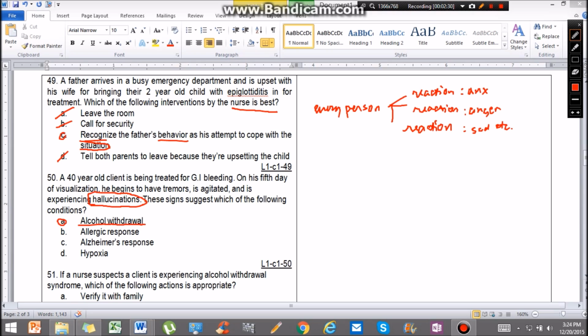While letter B, allergic response, can be manifested by difficulty breathing, itchiness, and so on and so forth. Hypoxia, eliminate that, because there should be what? Cyanosis. So these are the manifestations of hypoxia. And of course, Alzheimer's should have manifested as memory problems. So eliminate C. Best answer is letter A. All the mentioned signs and symptoms like tremor, agitation, hallucination, they all support alcohol withdrawal.